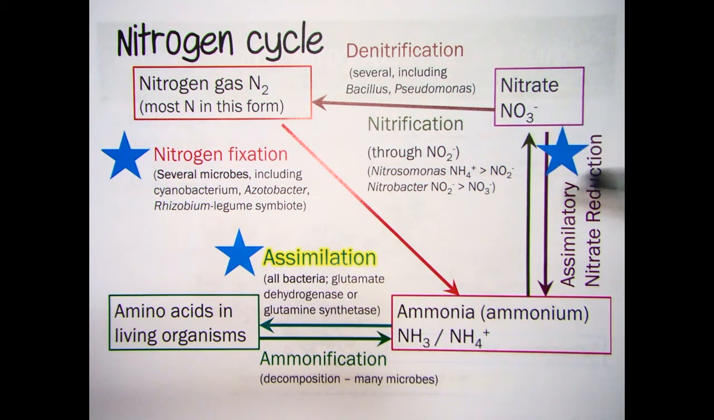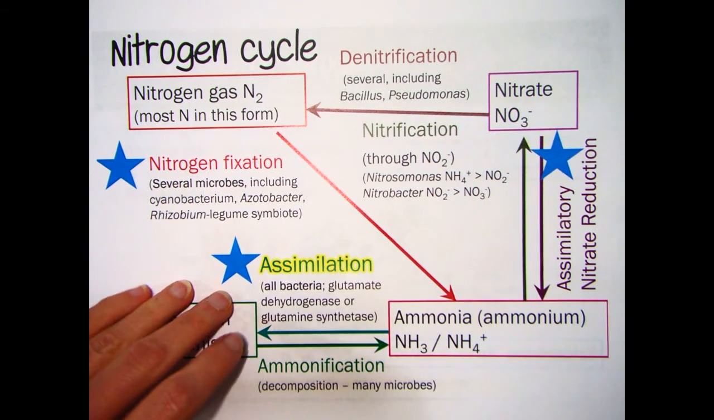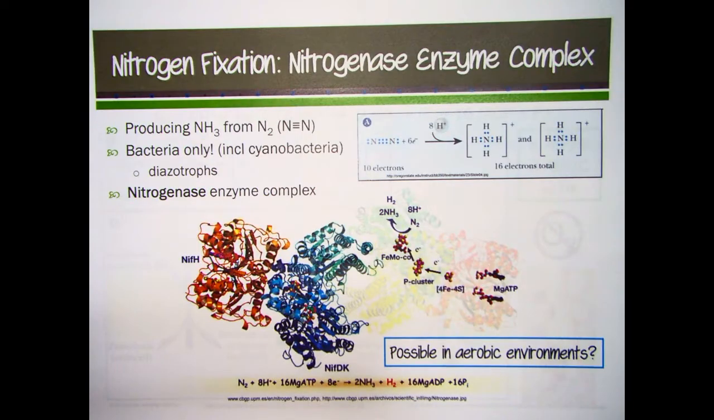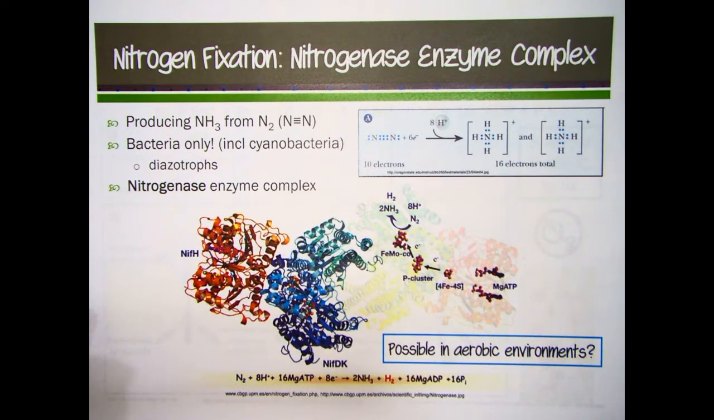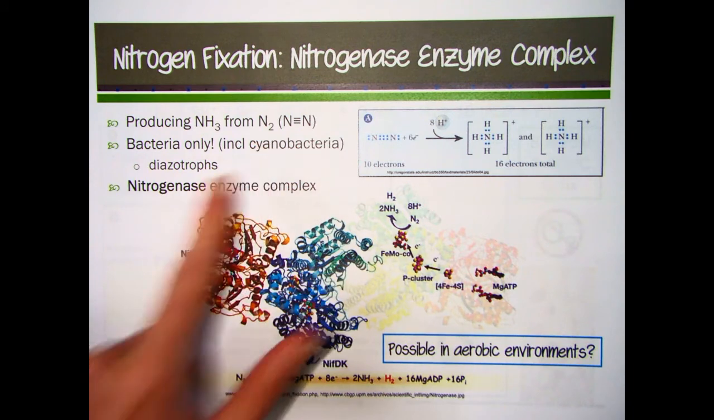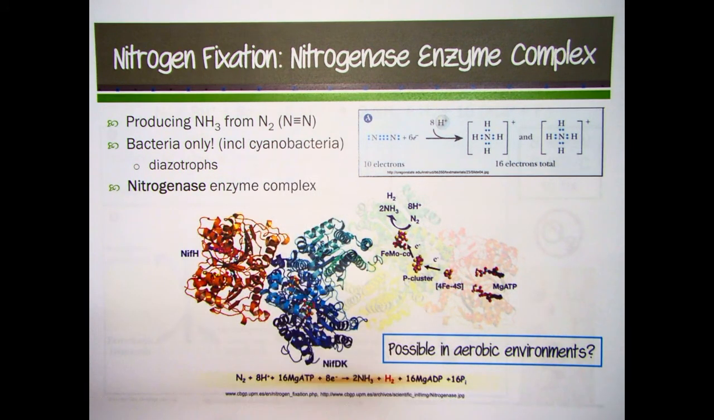The reason, well, we'll come back to this. Okay, so this is where we are headed. Okay, so first, nitrogen fixation, which again is the production of ammonia from nitrogen gas, which, if you don't remember, is 2 nitrogen atoms triple bonded together.